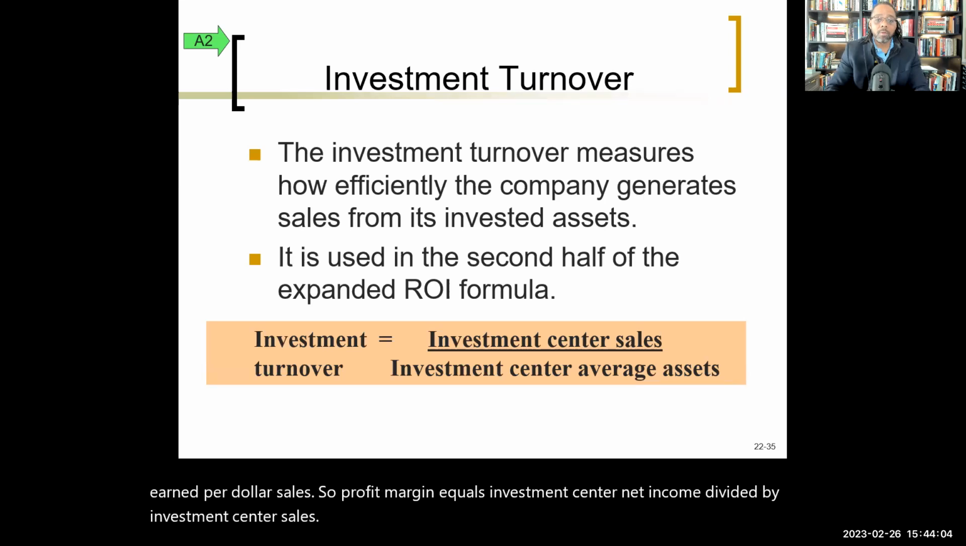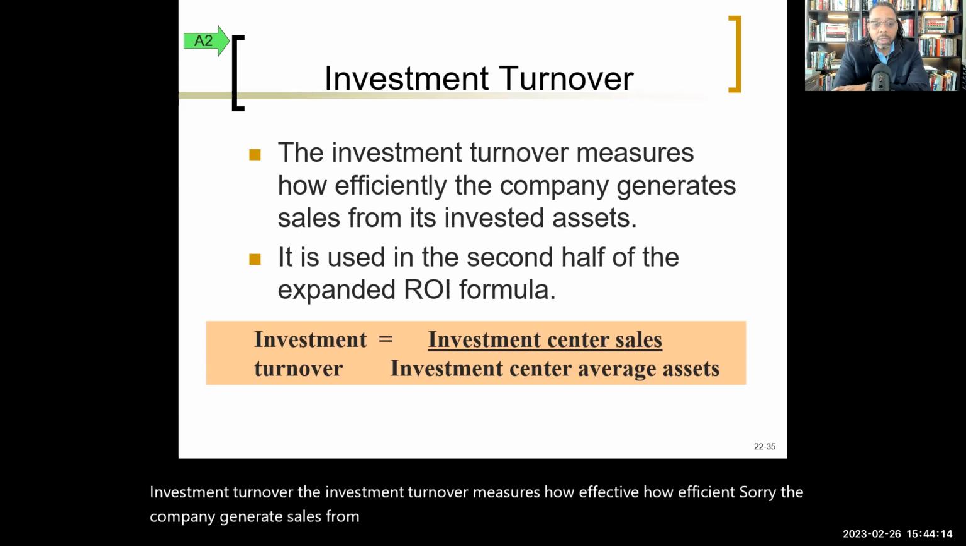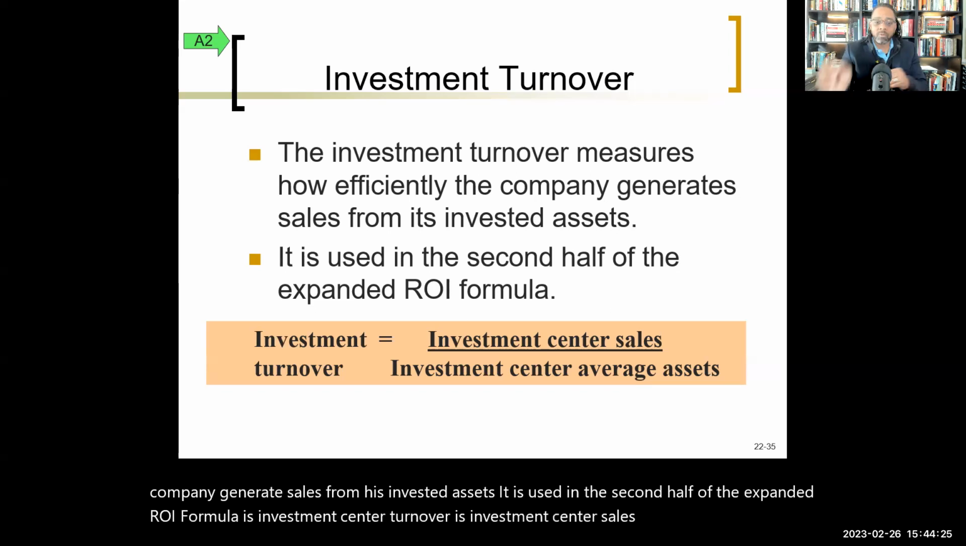Investment turnover. The investment turnover measures how efficiently the company generates sales from its invested assets. It is used in the second half of the expanded ROI formula. Investment center turnover is investment center sales divided by investment center average assets.